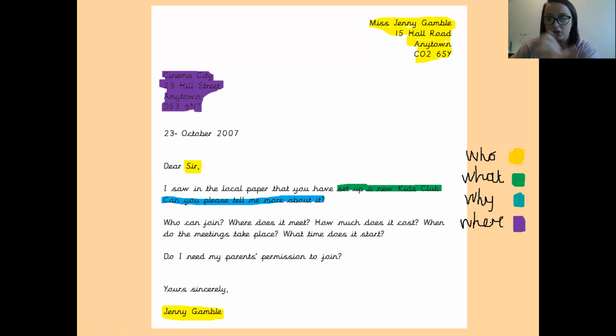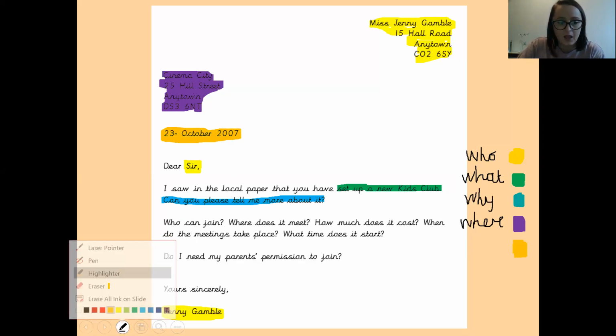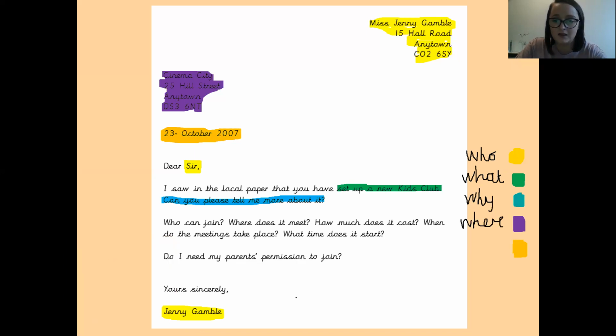And my final question is when. Can you see that? When. So is there anything on this letter that tells you when something is happening? Any ideas, or when it was written? Any ideas, Year 3? I'm just getting a new colour. If you said here, the date, you're absolutely correct. That's when Jenny wrote the letter and submitted it. So I'm going to do my final little blob here. And I'm going to give the title when.